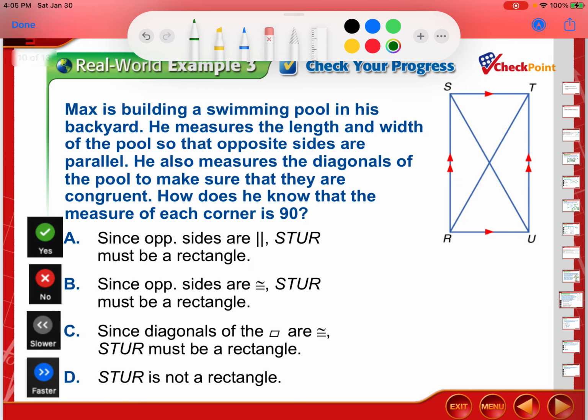All right, so Max is building a swimming pool in his backyard. He measures the length and width of the pool, so the opposite sides are parallel.